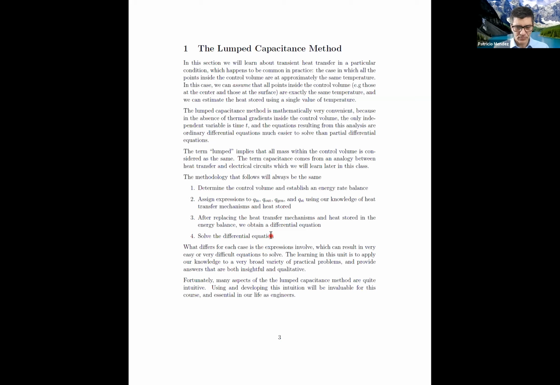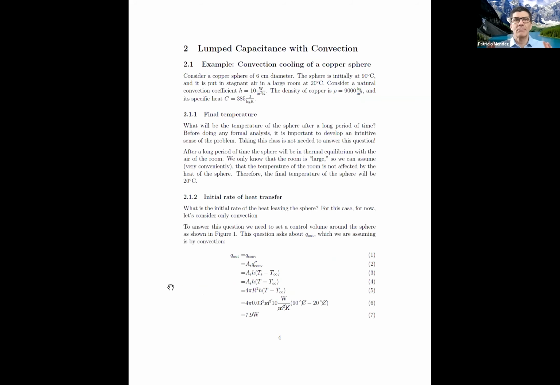So let's consider one example. And again, I'm not assuming you know anything about this class, but you will know, for example, that if I have a hot sphere in colder air, the sphere is going to cool down. That is fair, right? I have something hot in a cold fluid, it's going to cool down.